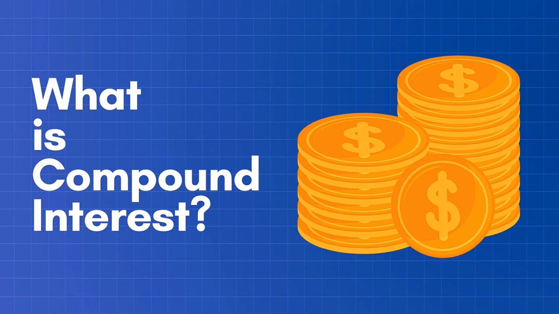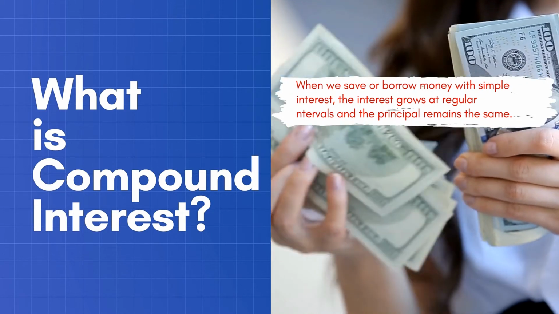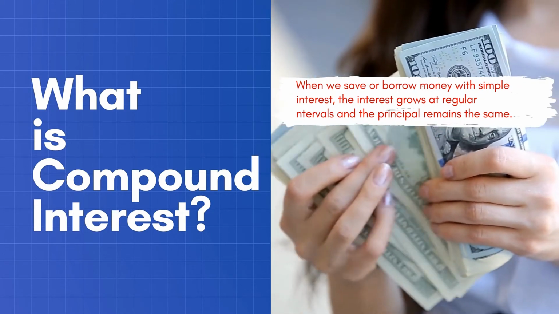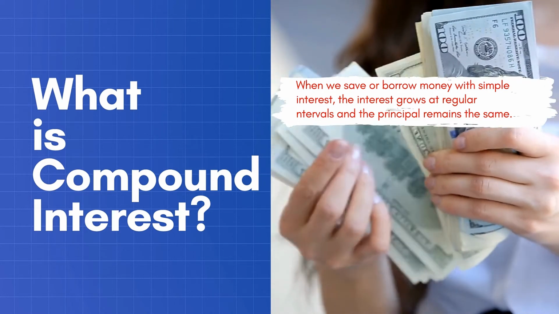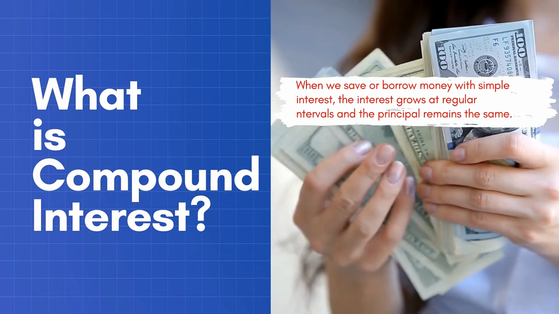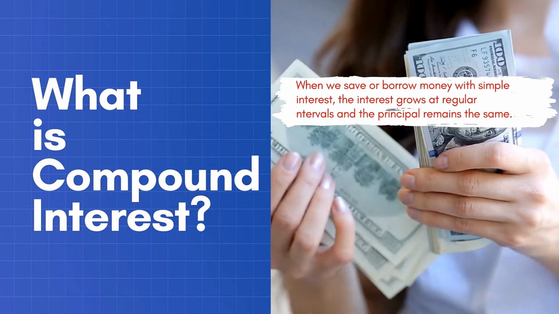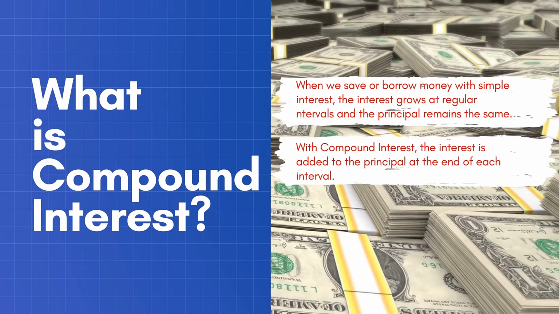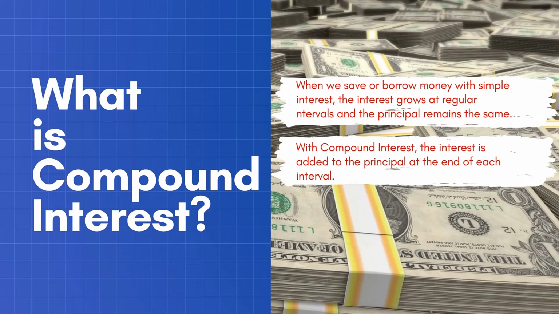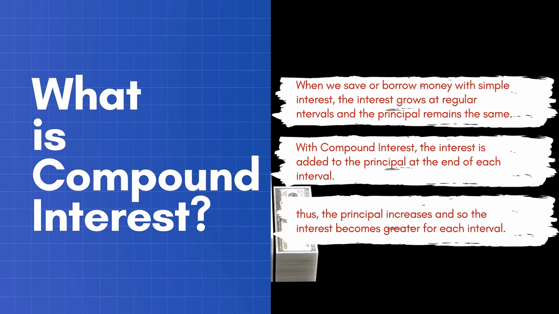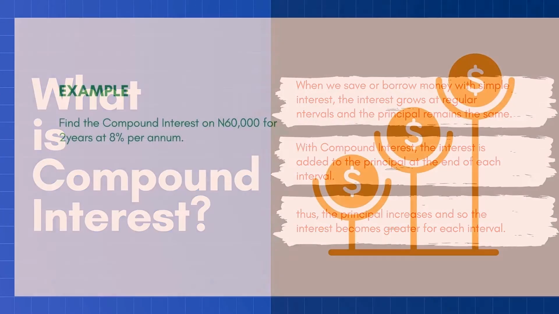Now, what is compound interest? When we save or borrow money with simple interest, the interest will continue to grow at regular intervals, and the principal will remain the same. The principal will remain untouched. With compound interest, the interest is added to the principal at the end of each interval. Thus, the principal increases and so the interest becomes greater for each year.